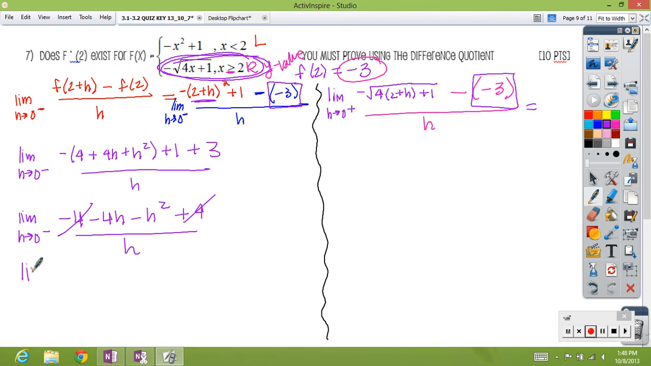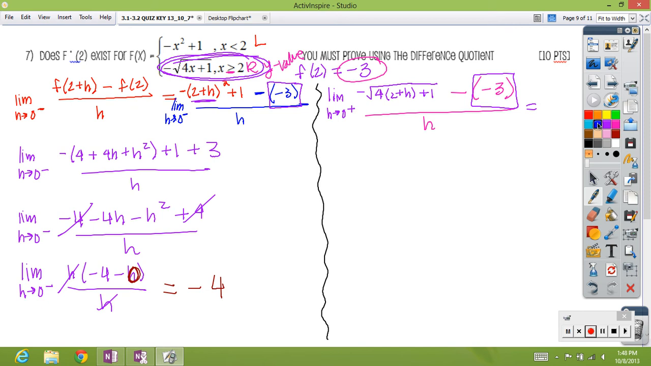I'm going to have the limit as h goes to 0 from the left of h times negative 4 minus h all over h cancels. And then this h is going to go to 0, and my answer on the left side is negative 4.